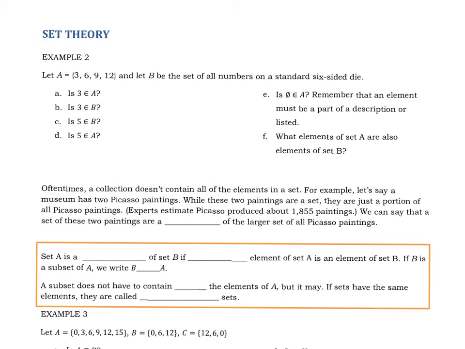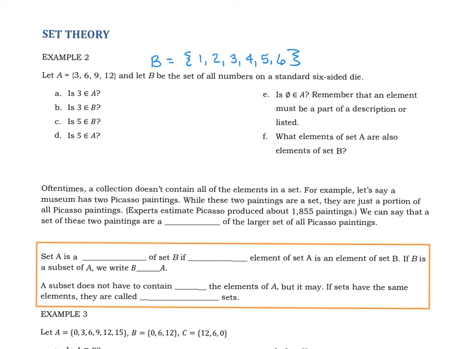In example 2, we have listed set A to have elements 3, 6, 9, 12. And set B is a description, right? Let B be the set of all numbers on a standard 6-sided die. Well, I find when we're talking about whether or not something is an element, if we can list the elements after the description, it's a good idea. So we know on the sides of a standard 6-sided die, they have 1, 2, 3, 4, 5, and 6.